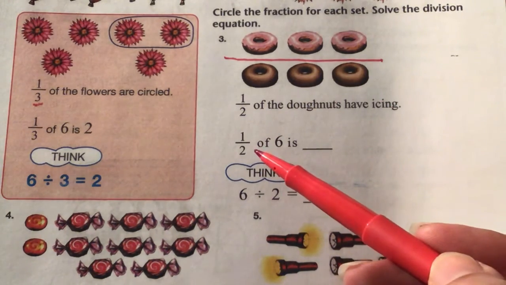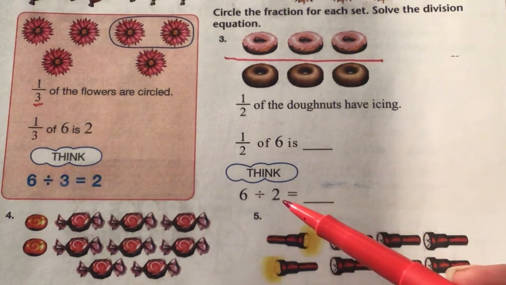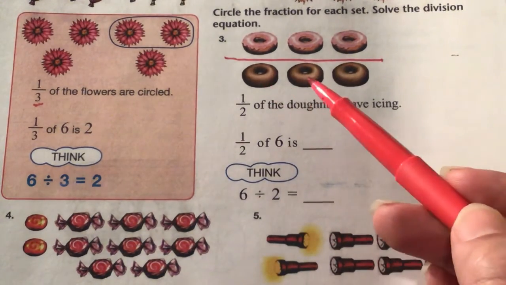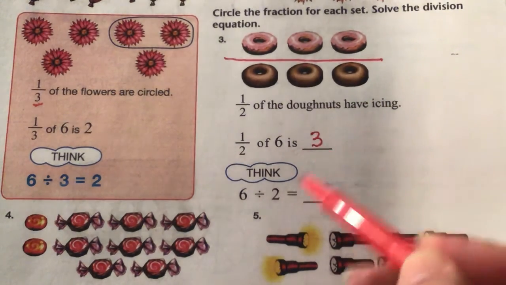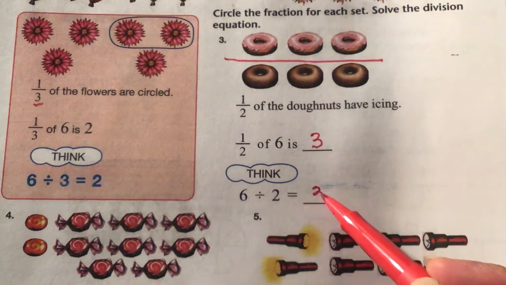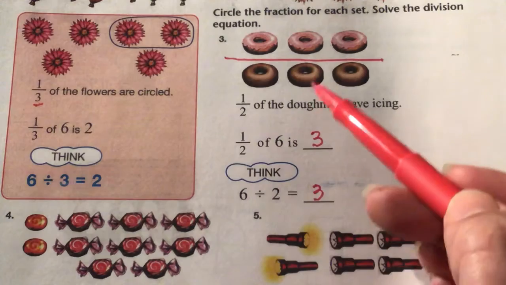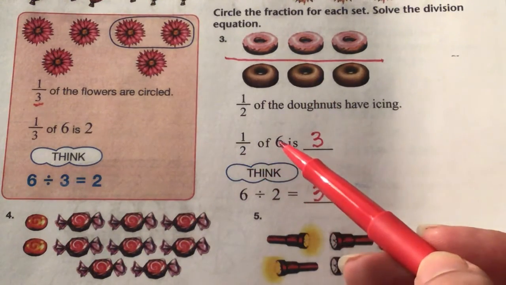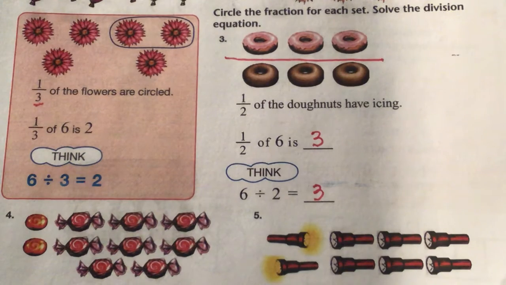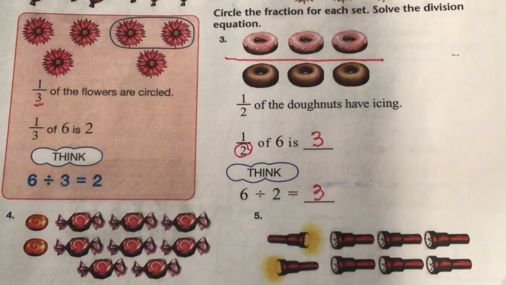So how many would half of 6 be? Well, I take 6 and I divide it by 2. How many were in each group? 3. 6 divided by 2 is 3. They added these steps to help you through this, to see that when I want to know half of 6, in my head I'm going to think 6 divided by 2. That denominator sets our divisor.